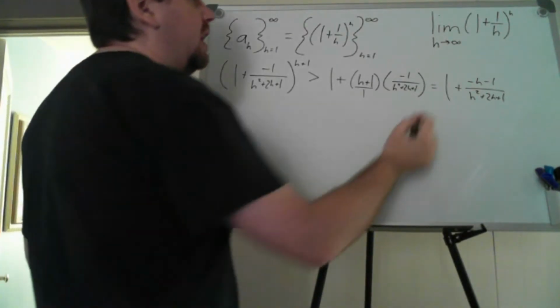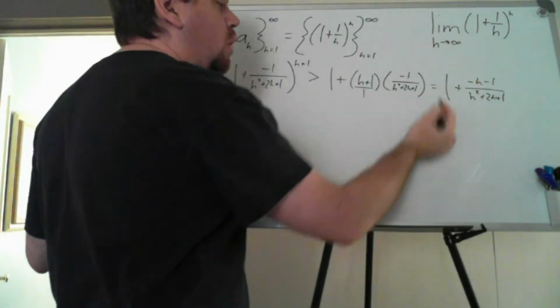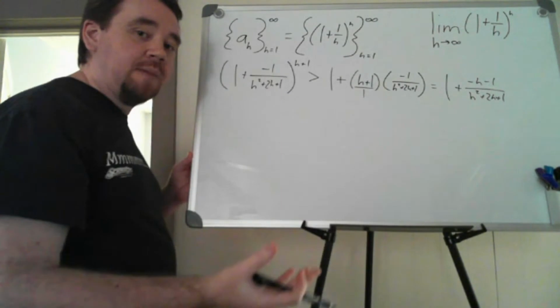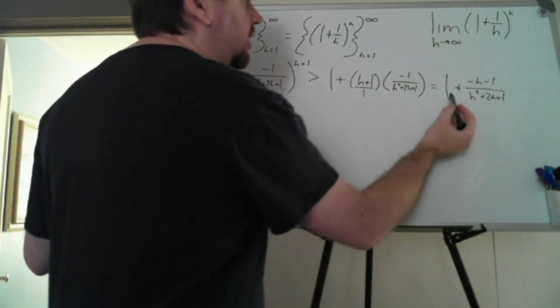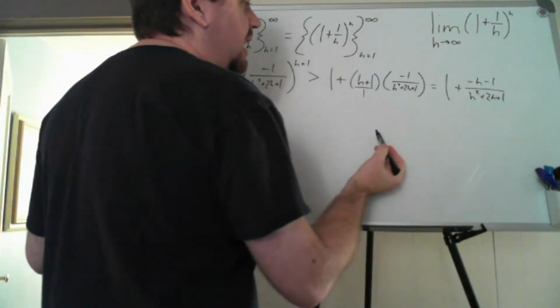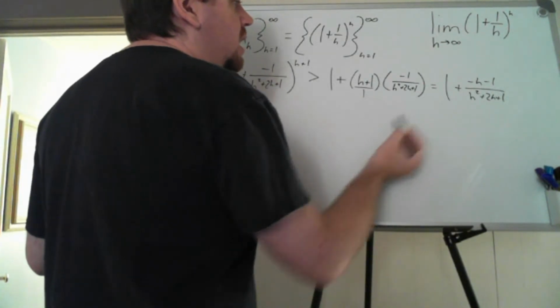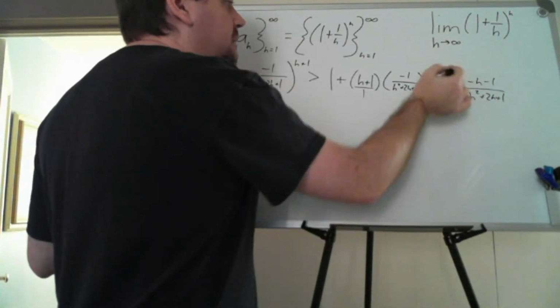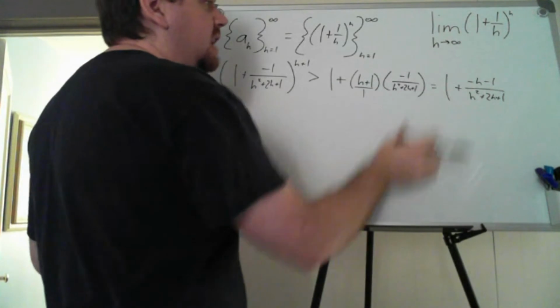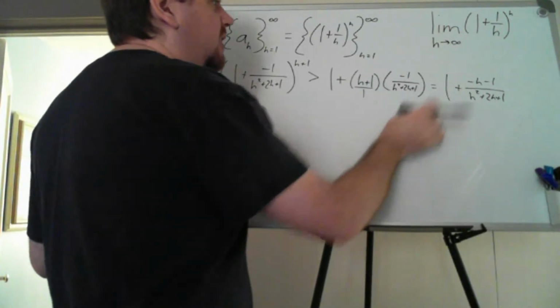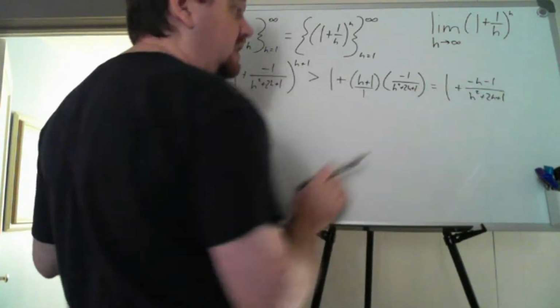And then I want, again, to make this into one fraction. So I think about my common denominator. And I say, okay, well, my common denominator here is h squared plus 2h plus 1. And so I multiply that on both the top and bottom here, so I'm multiplying by 1 and not changing the value. And then I think about what happens as I combine them.